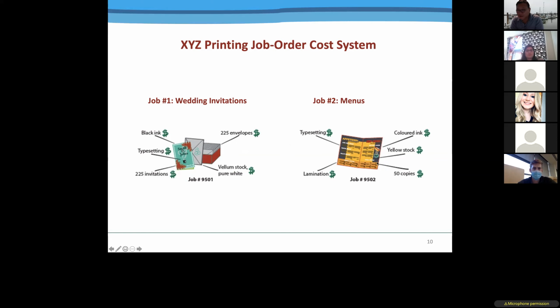So in terms of the quantity, it's different. And this one maybe has to be a higher quality lamination. You need laminations to protect the menu. And this one is just regular wedding invitations, so they don't have the fancy laminations. Also they use black ink here, and they use colored ink there. So you can see that in nature, these two jobs are quite different. Therefore, it makes sense to treat each job individually. For the job order cost system, this is a key word: each job has distinguishing characteristics and related cost.